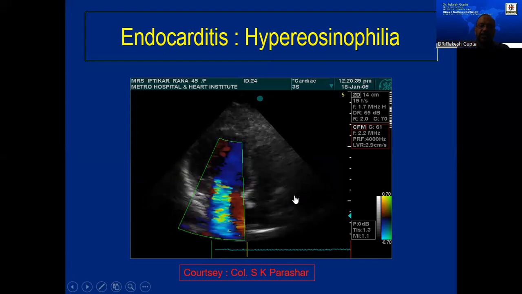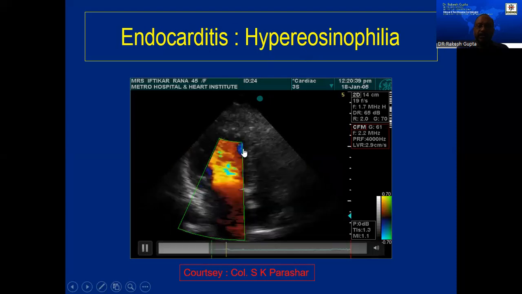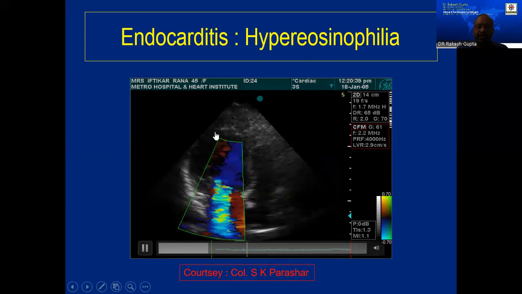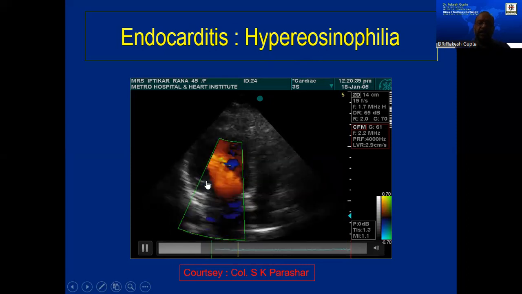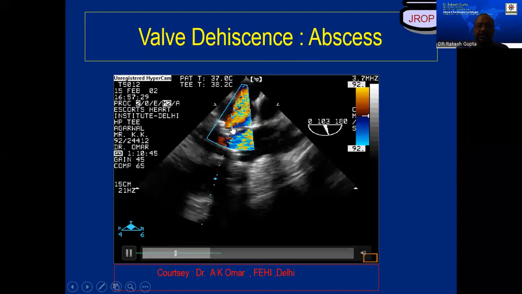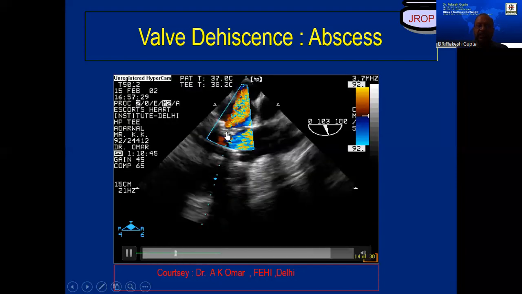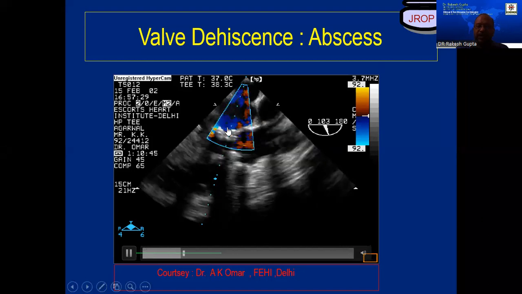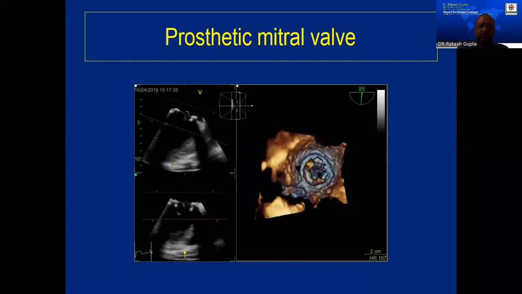Very classical patients of endocarditis because of hypereosinophilia. Look, here is a mass in the LV apex. There's a deposition of eosinophilic granules, eosinophilic nodules, on the tip of the mitral leaflet, leading to severe mitral regurgitation. Then, valve dehiscence. Here is the leaflet, and the leakage is appearing away from the valve leaflets, in the annulus ring. I don't have to do anything. This patient has to undergo redo surgery for a valve replacement.